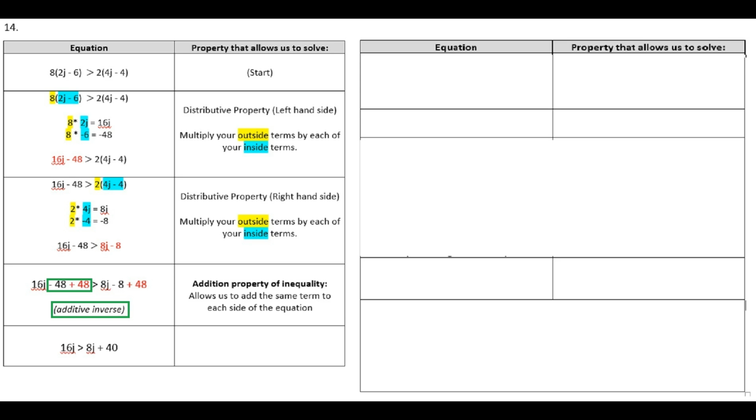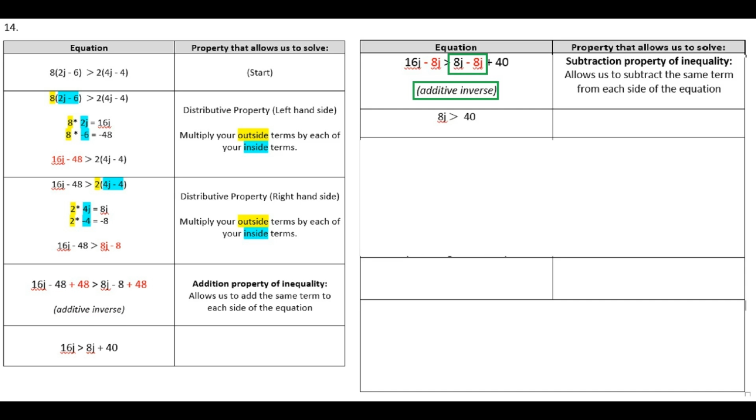We're going to use the addition property of inequality. One thing I want to point out here is that additive inverse could mean that you're adding an amount to cancel out a negative number like we're doing here, or it could mean that we're subtracting a certain amount to cancel out a positive. You'll see that in the next step. So all we do here is bring down that 16j is greater than 8j plus 40. That's -8 plus 48.